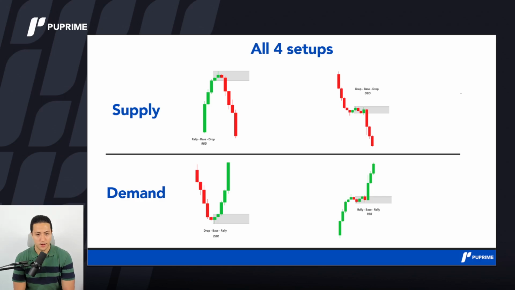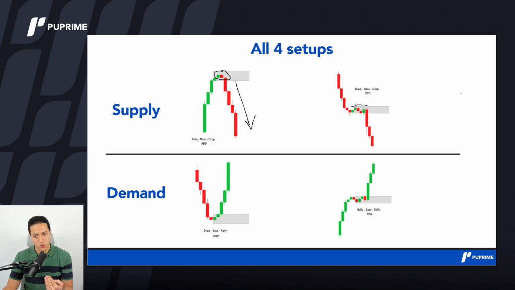We have our four setups. We have two for supply, the rally base drop and the drop base drop. We have the demand, drop base rally and the rally base rally. Just think of it this way. I don't care about the leg-in. As we move forward with the webinar, you will know how little we actually pay attention to the leg-in in any supply or demand zone. Because what I do care about is the base and the leg-out.